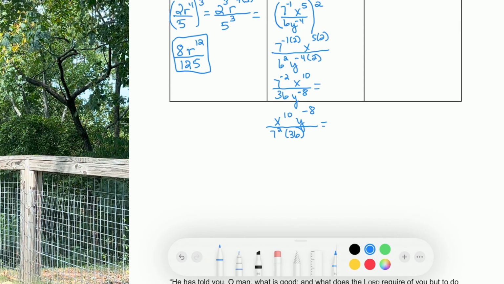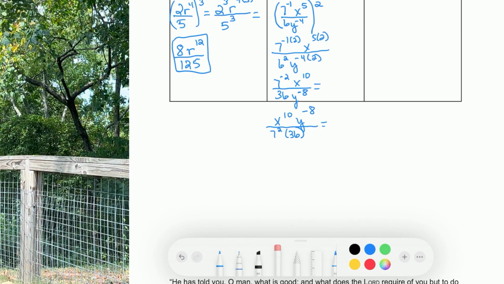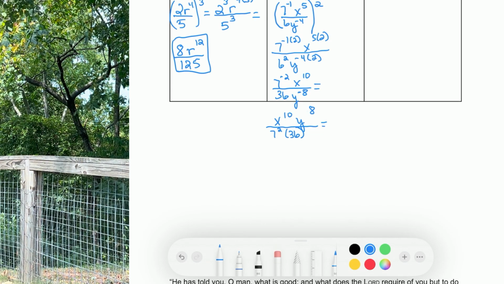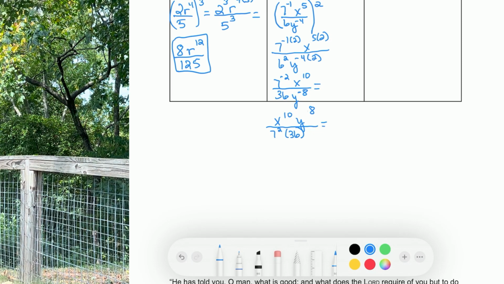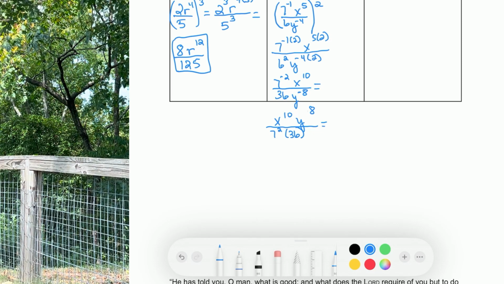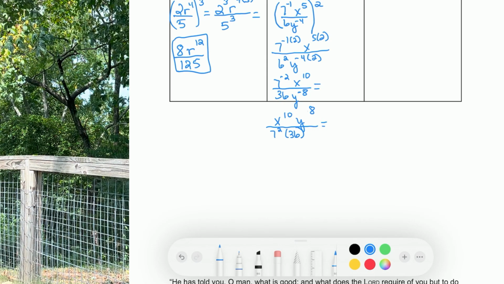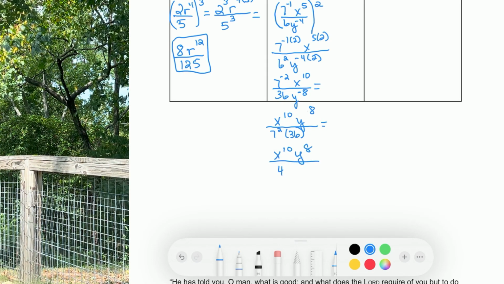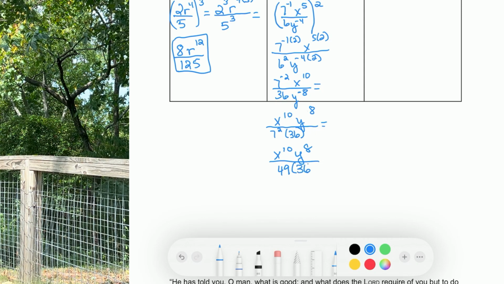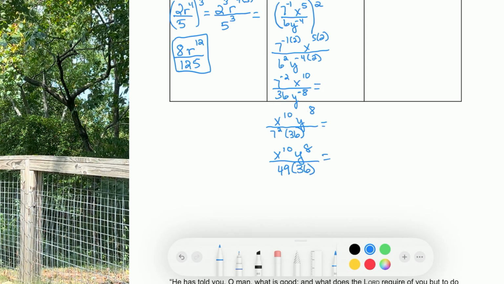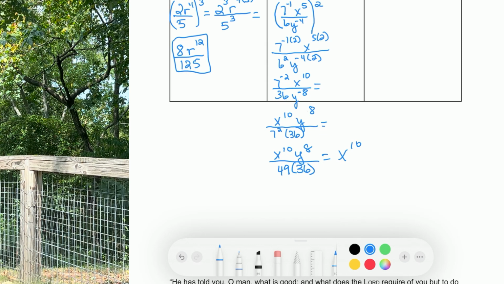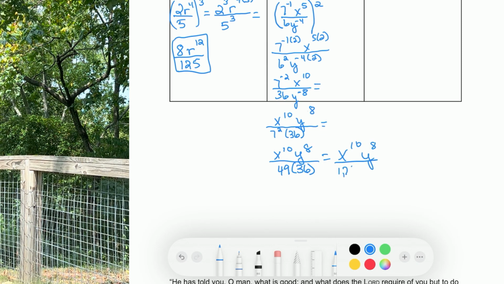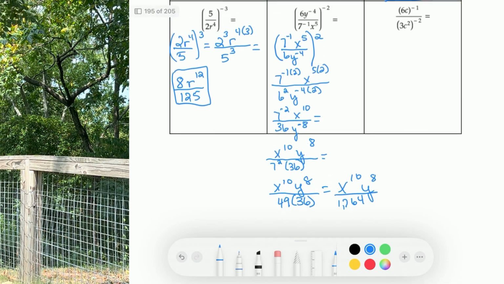Now I have, or no, that's not a negative 8 on my y, that's a positive 8. Sorry, guys. There's a lot to keep track of here, and I want to make sure I don't make any errors for you. Okay, so my 7 squared, so I'm going to rewrite the top. That 7 squared becomes 49 times 36. And so we end up with x to the 10th, y to the 8th over 1,764.